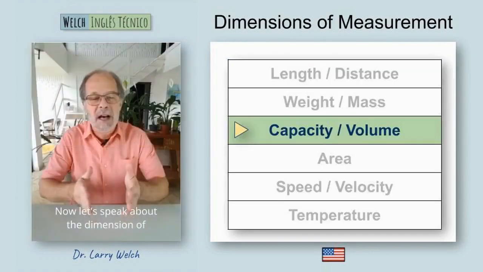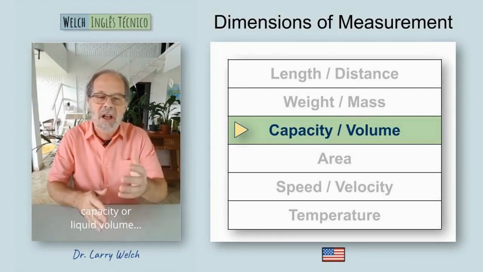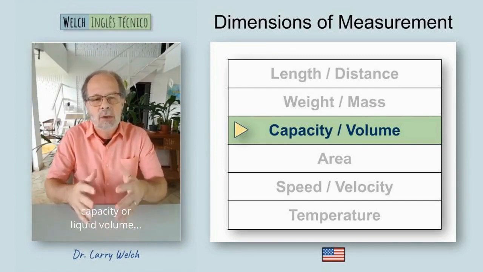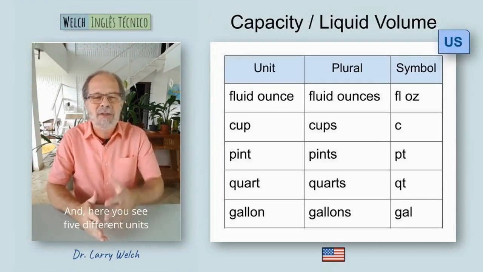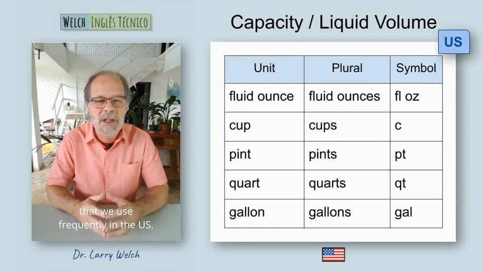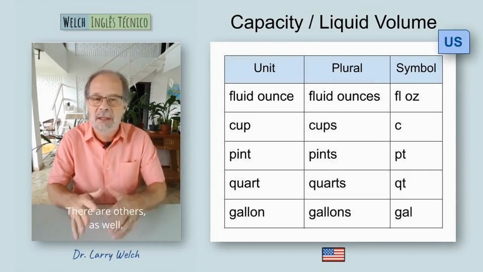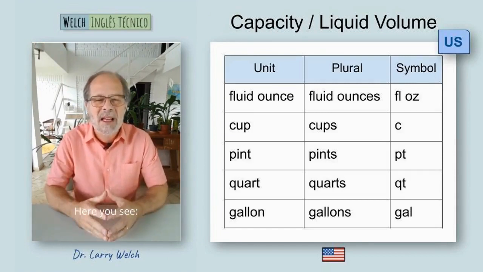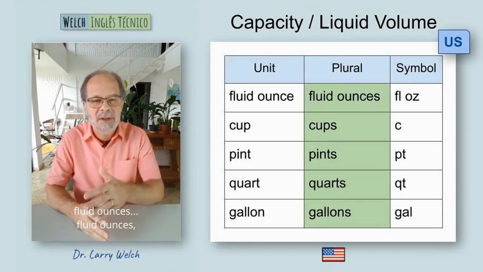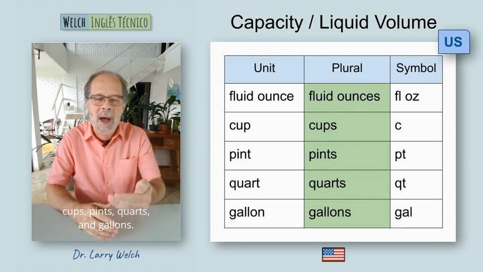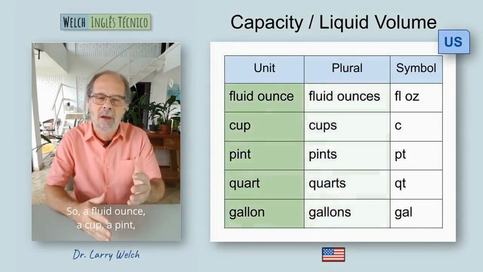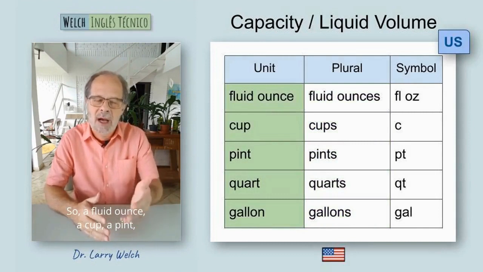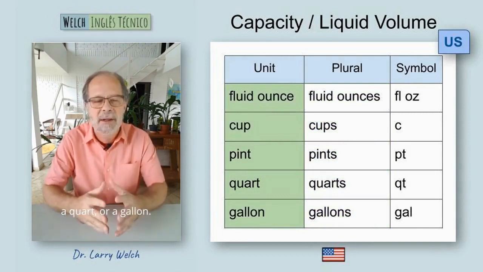Now let's speak about the dimension of capacity or liquid volume, the volume of liquid. And here you see 5 different units that we use frequently in the U.S. There are others as well. Here you see fluid ounces, cups, pints, quarts, and gallons. So a fluid ounce, a cup, a pint, a quart, or a gallon.